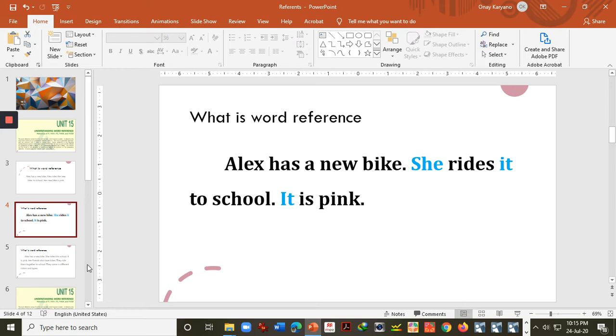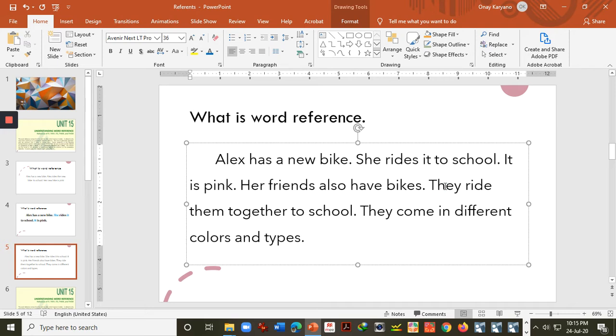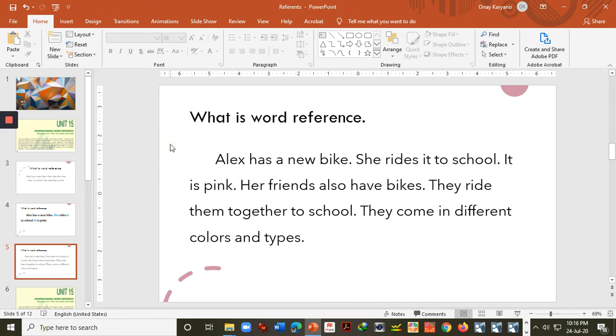Now pay attention to this sentence. Alex has a new bike. She rides it to school. It is pink. Her friends also have bikes. They ride them together to school. They come in different colors and types. Now we have new pronouns here. We have they, right? We have them, right? And we also have another they here. So this is an example of what you are going to find in the TOEFL test.